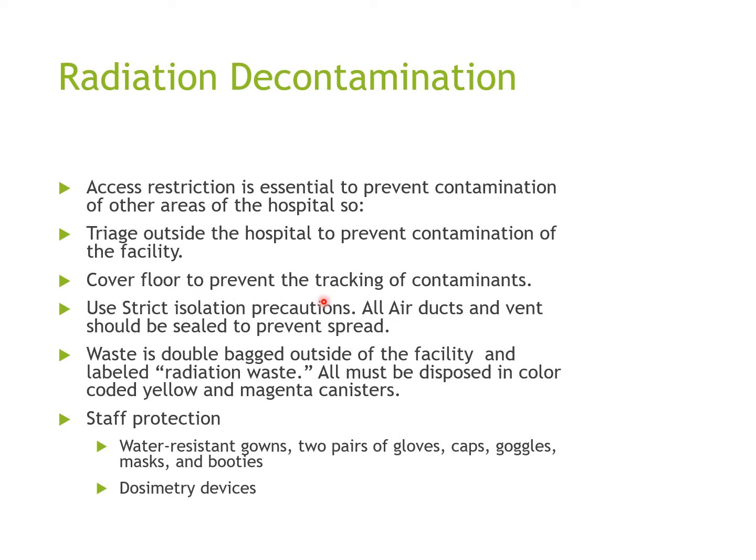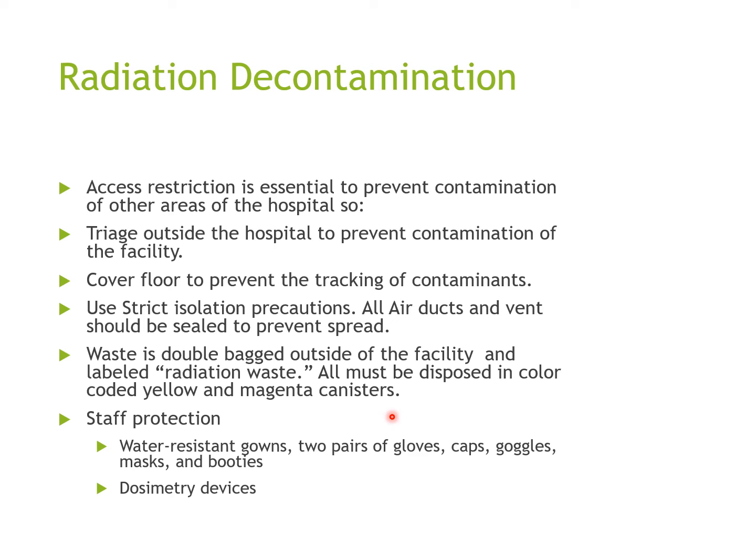So you want to cover the floor to prevent the tracking of contaminants. You're going to use strict isolation precautions. All air ducts and vents should be sealed to prevent spread. The waste is double bagged outside of the facility and labeled radiation waste. All must be disposed of in color-coded yellow and magenta canisters. These would be unique to your hospital, but where I worked, we had yellow. Other places may have magenta, or they may even have both. You just have to know which ones are which for the radiation.